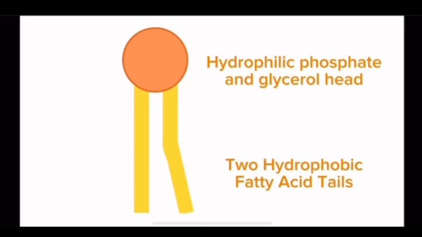Today, we're going to be covering the phospholipid bilayer and how molecules can travel across it. Phospholipids have a hydrophilic phosphate and glycerol head and two hydrophobic fatty acid tails, one of which is unsaturated, which has a break, and another which is saturated, which is in a straight line.